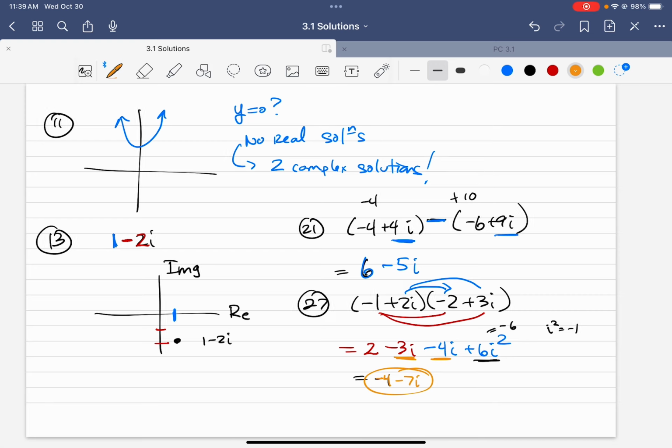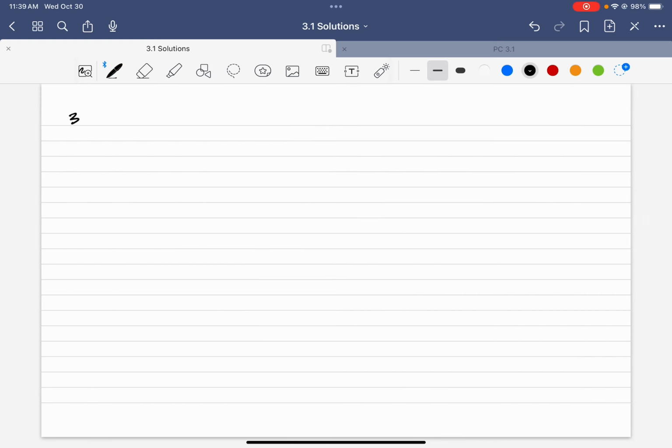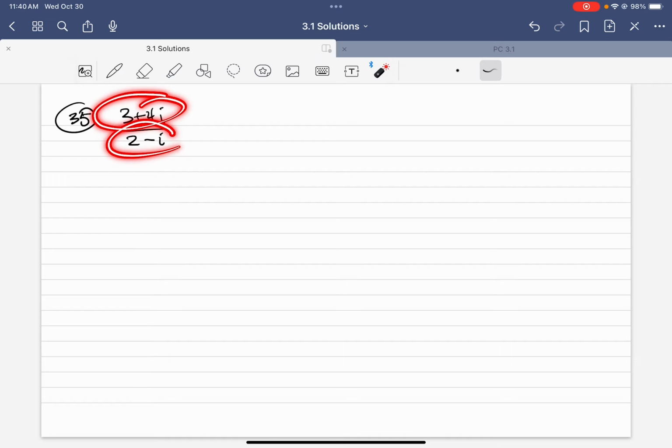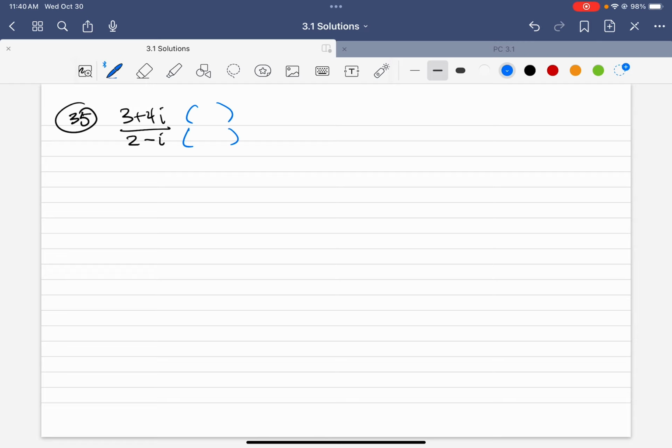Number 35 is dividing complex numbers. They ask me to divide 3 plus 4i divided by 2 minus i. When I divide a complex by a complex, my answer should be complex, so it should be of the form a plus bi. To get it in the correct form, I need to make the bottom look nicer, so I multiply by the conjugate of the bottom. In other words, I keep the same two terms, 2 and i, but I change the middle sign to a plus.